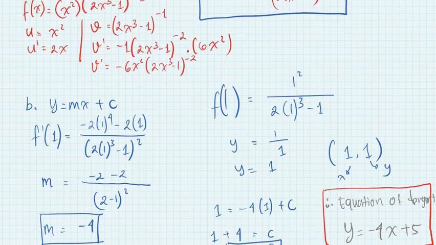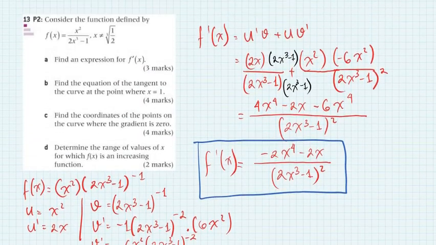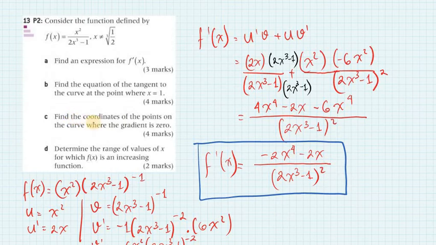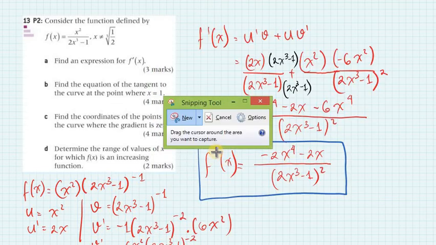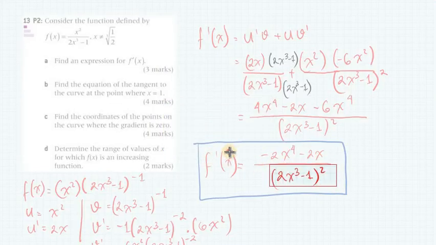Let's move on to part C. We have to find the coordinates of the points on the curve where the gradient is 0. The gradient is 0. We have to look back over here. Let me cut this a little bit. Where is the snipping tool? This one. Let's cut it here.